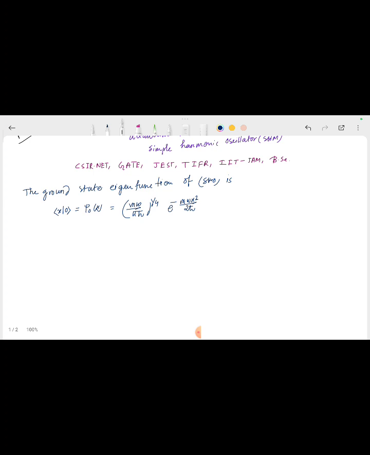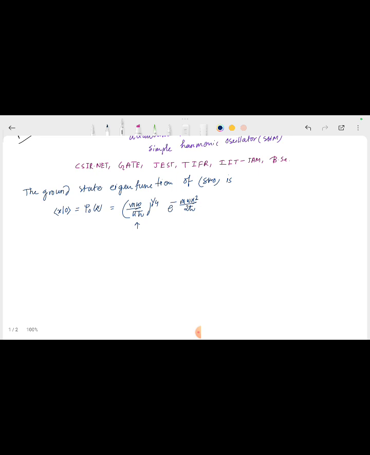You already know it and derive it. It is your part, your homework. You derive this constant; this is the normalization constant value. I hope all of you derived it. I assume that.